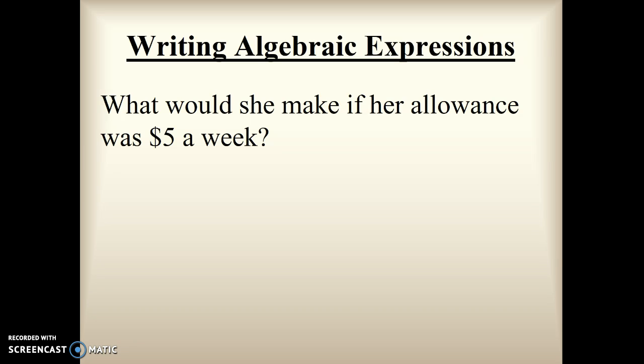All right, go ahead and check your work. So remember that our algebraic expression looked like this, 4m plus 12. Now we're substituting in $5 for m, so $5 per week. And we're going to solve this according to order of operations. So multiplication first, 4 times 5 is 20, plus 12. And Caitlin would have earned $32.